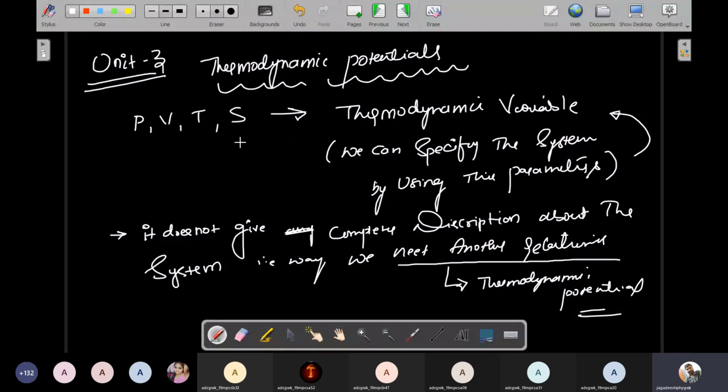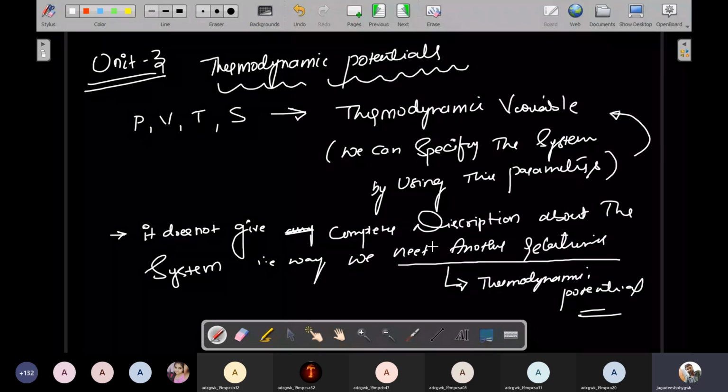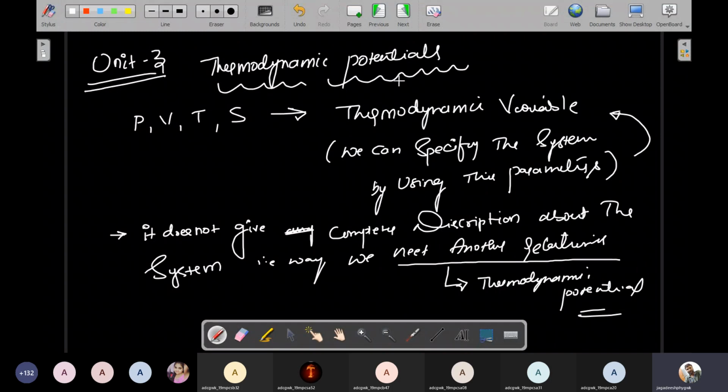But these thermodynamic variables do not give a complete description of the system. So that's why we need other relations. These relations are called thermodynamic potentials. If we use these relations, then we can explain the complete description of the system. Right, now what are thermodynamic potentials? Please note it, everybody. I'll move to the next page.